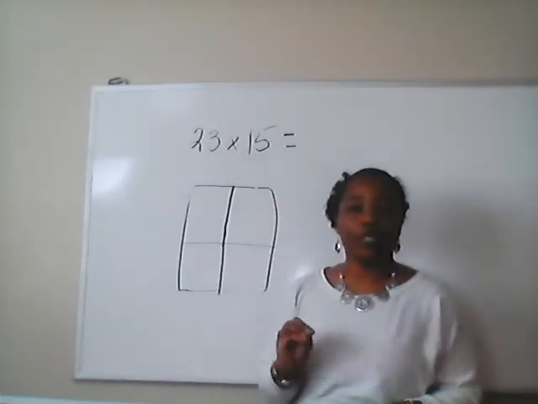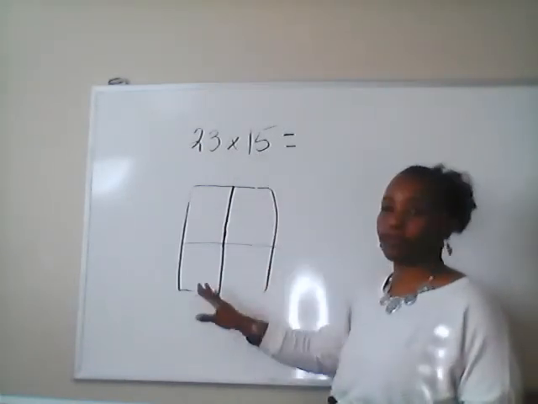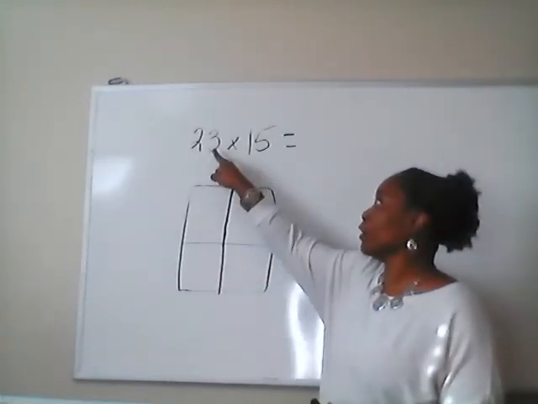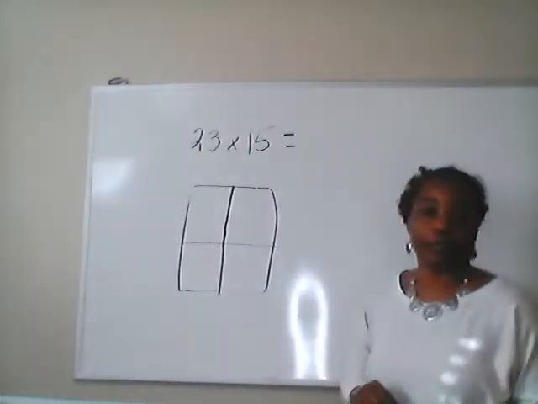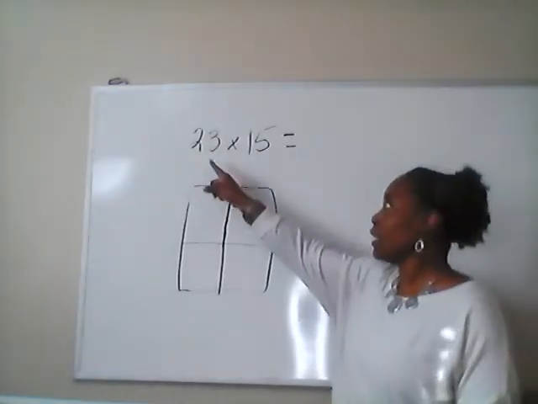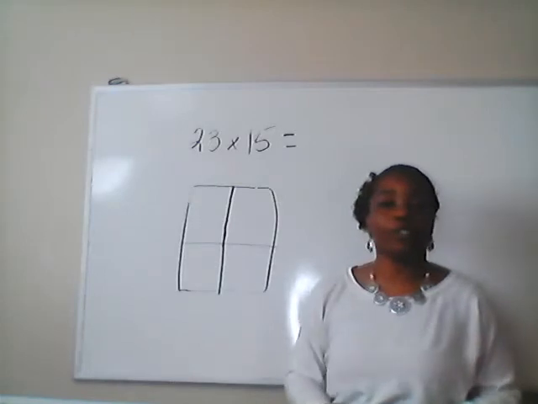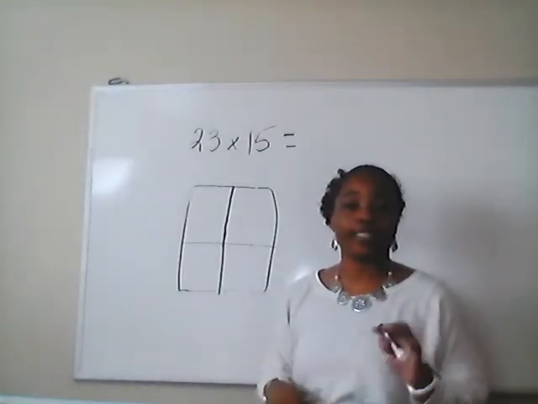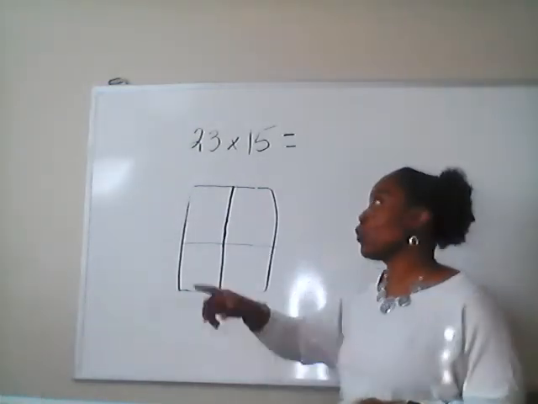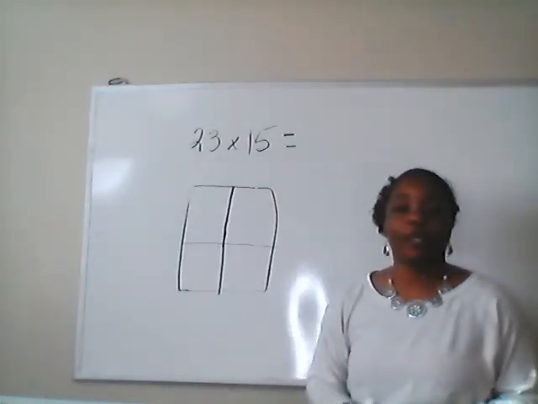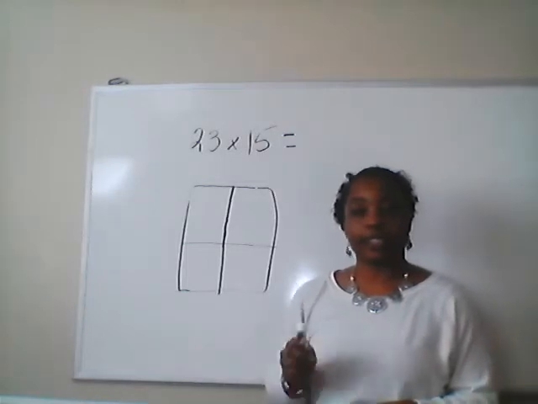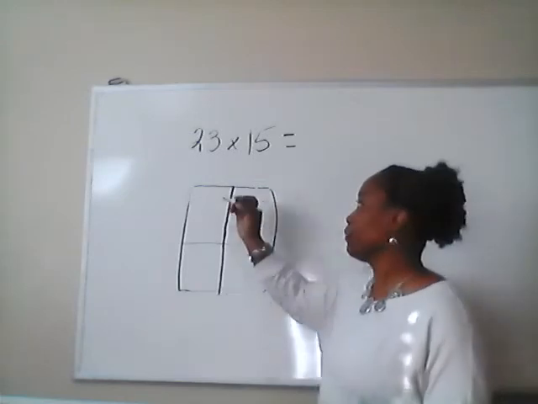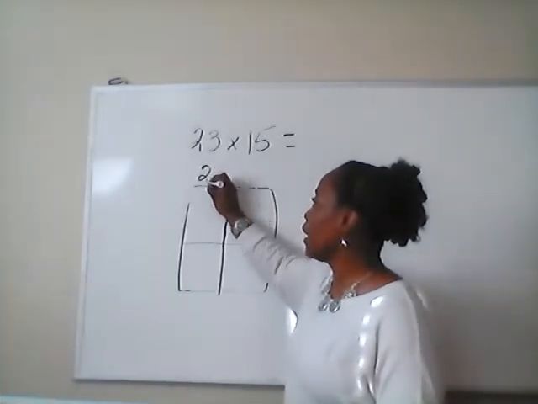All right, to use the area model, you want to draw a square. And we have broken our square into 4 parts because we have 1, 2, 3, 4 numbers. Now we're going to look at 23, and what we want to do is decompose or break apart 23 into tens and ones. So we want to look at the 2 in 23. It's in the tens place, so that means that the value of that 2 is 20. So we want to write that at the top.